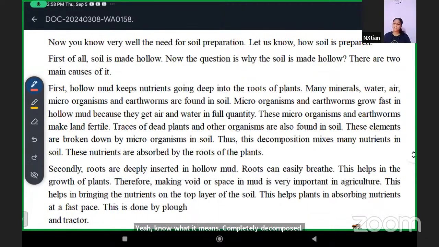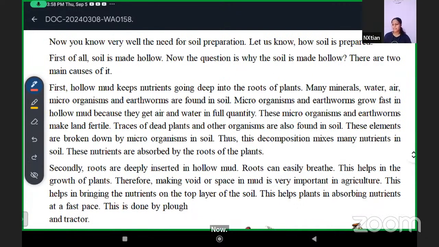Now, you know very well the need for soil preparation. Let us know how soil is prepared. First of all, soil is made hollow. Now the question is why the soil is made hollow. There are two reasons. First, hollow mud lets nutrients go deep into the roots of plants. Many minerals, water, air, microorganisms, and earthworms are found in soil. Microorganisms and earthworms grow fast in hollow mud because they get air and water in full quantity.